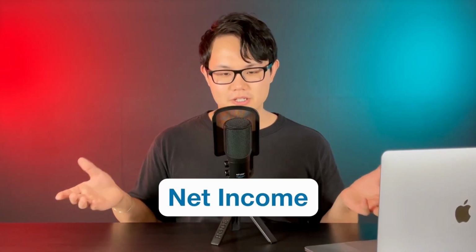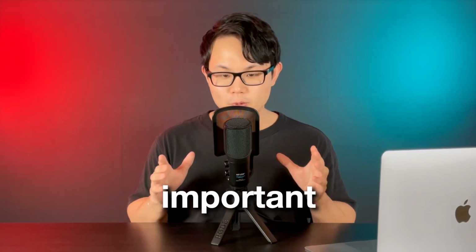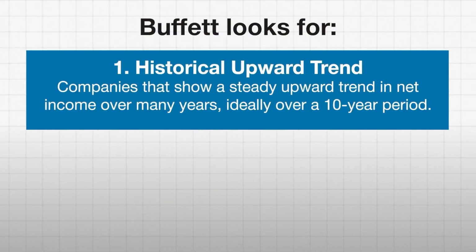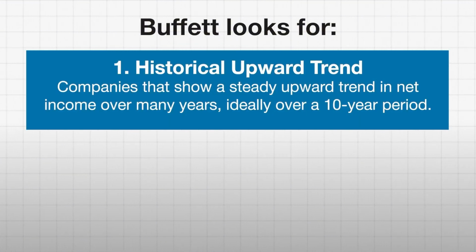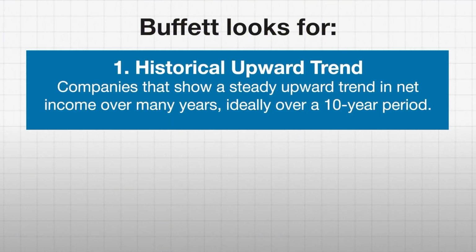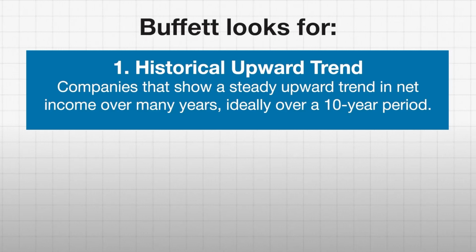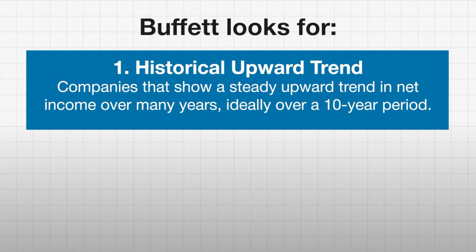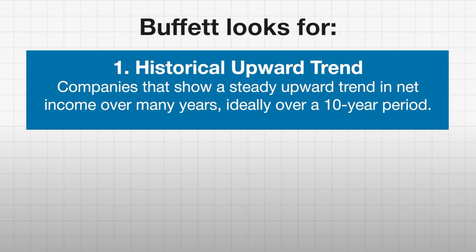Net income is the final profit left after all expenses, including taxes, are deducted. It's the most important figure on the income statement and gives the clearest picture of a company's profitability. Here's what Buffett looks for. First, historical upward trend. Buffett prefers companies that show a steady upward trend in net income over many years, ideally over a 10-year period. This consistency suggests the company has a strong, durable business model.